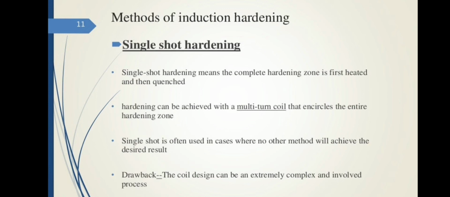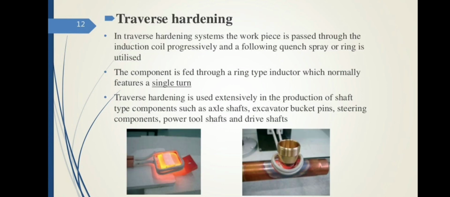There are many methods of induction hardening, and the first one is single shot hardening. Single shot hardening means the complete hardening zone is first heated and then quenched. The hardening can be achieved with a multi-turn coil that encircles the entire hardening zone. Single shot is often used where no other method will achieve the desired result. One of the drawbacks is that the coil design can be extremely complex and involved.